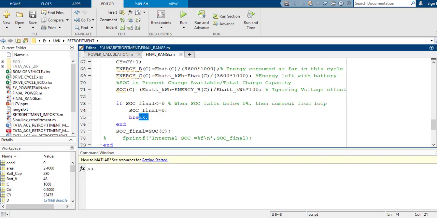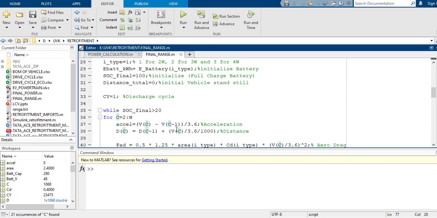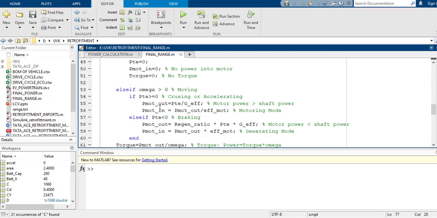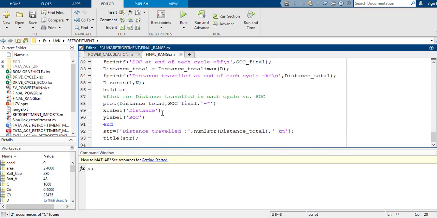So for this SOC, when it falls to 0, it comes out of the loop. So we take the break command, and after that we close the loop. Then after a particular cycle, the SOC final is equal to the SOC at that instant. So we have considered C, where C is equal to 2 to n, and n is the length of the velocity, meaning for how much time we are doing this particular iteration.